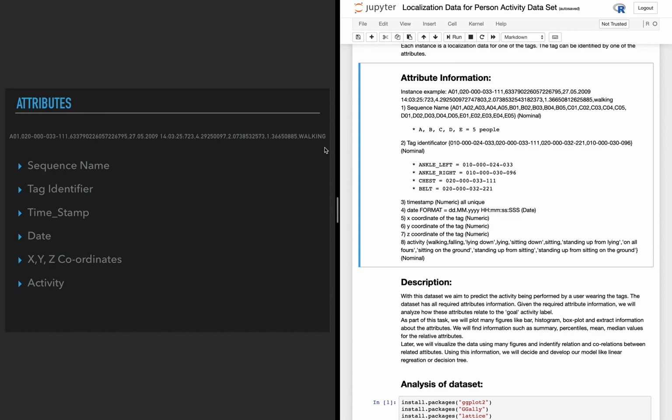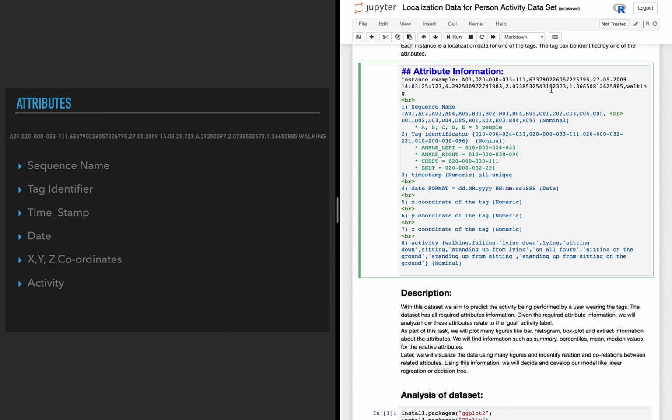Let's have a look at an example instance. Here, A01 is the sequence name. A is the name of the person performing the activity, while 01 is the first recording instance of that activity. The second column, the tag identifier, corresponds to the chest tag, so we know that this row reports data mainly for the chest tag. Here's the timestamp and the X, Y, and Z coordinates for the data. As we can see, this particular row has been classified into the walking activity.